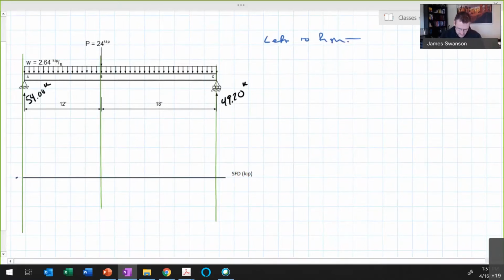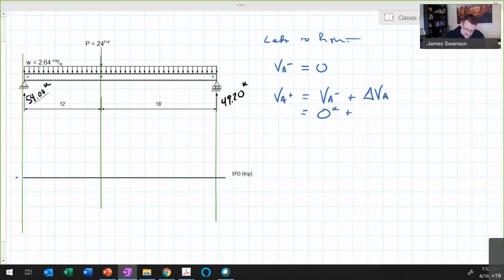The shear to the left of that support is equal to 0. So I could say that the shear to the left of point A, V sub A minus, is equal to 0. I know that the shear to the right of point A, V A plus, is equal to the shear just to the left of point A plus the change in shear that we get at point A. The shear to the left of point A was 0. The change in shear is equal to the magnitude of the applied load. That load goes upwards with a magnitude of 54 kips. So that means the shear to the right of point A is equal to plus 54 kips.